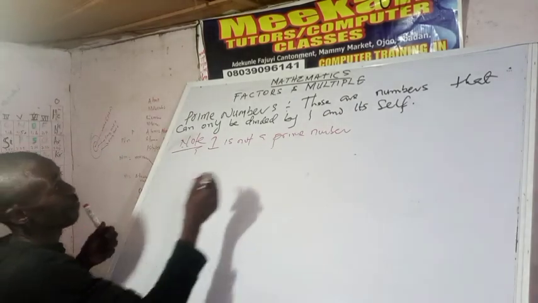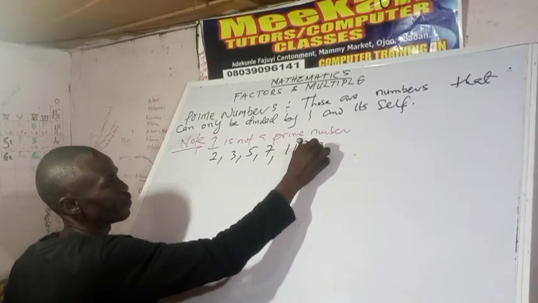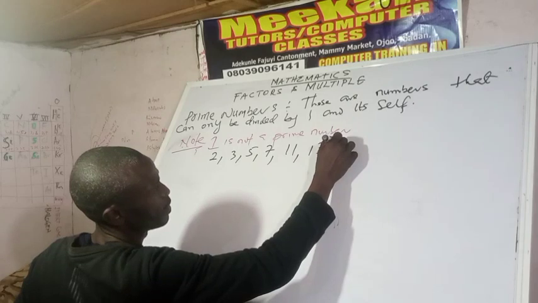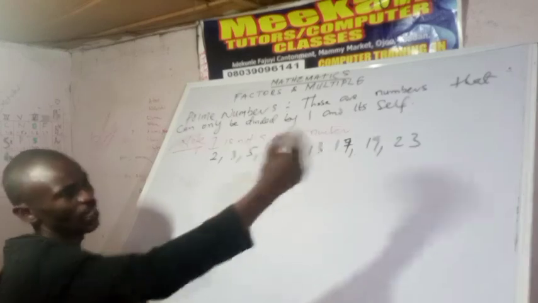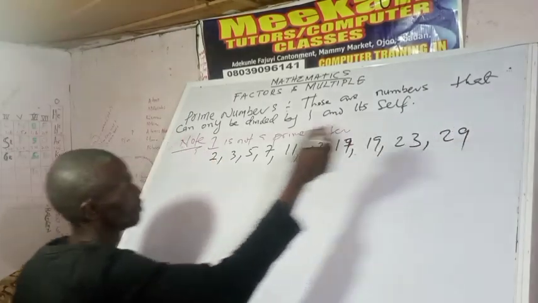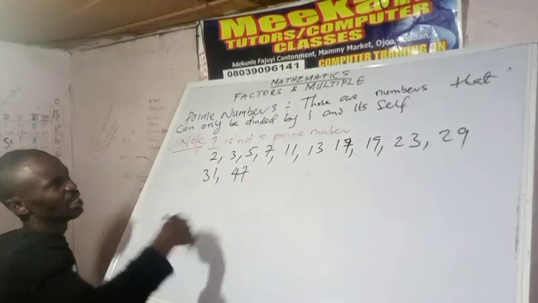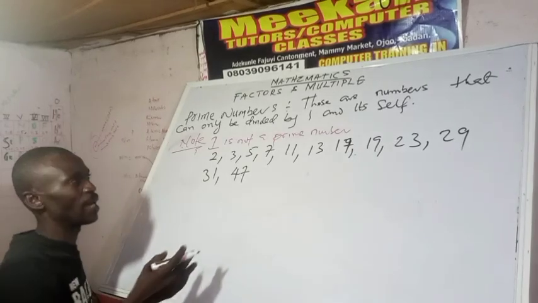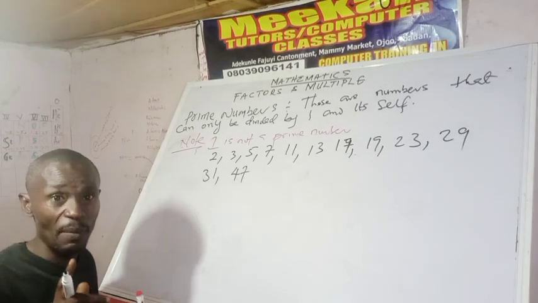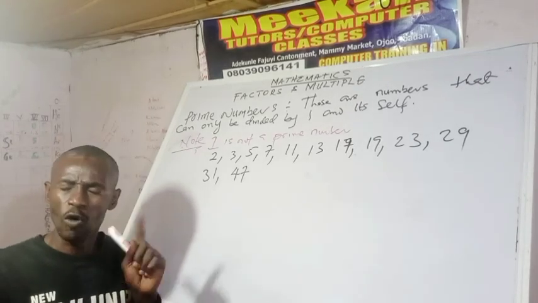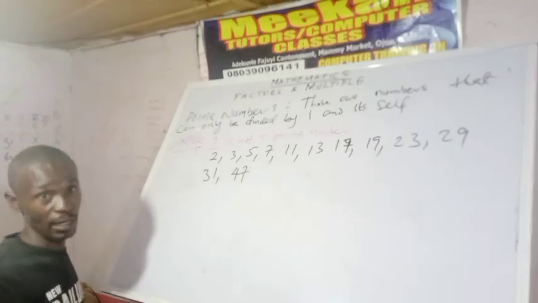As I said, prime numbers we have 2, 3, 5, 7, 11, 13, 17, 19, 23, and so on, 29, 31. Like this, you have 37, 47, like that. All these are prime numbers. So prime numbers are those numbers that can only be divided by what? 1 and itself only. Note that 1 is not a prime number. Are we clear with that now?